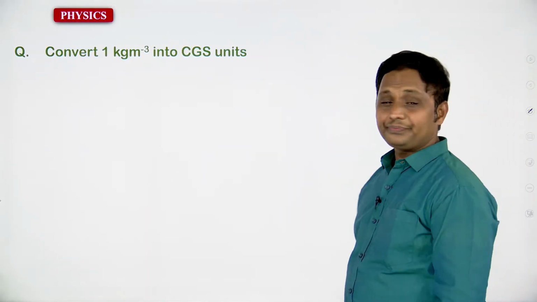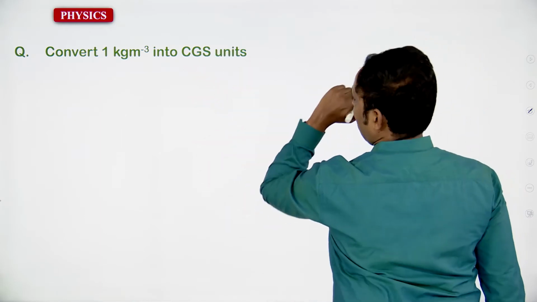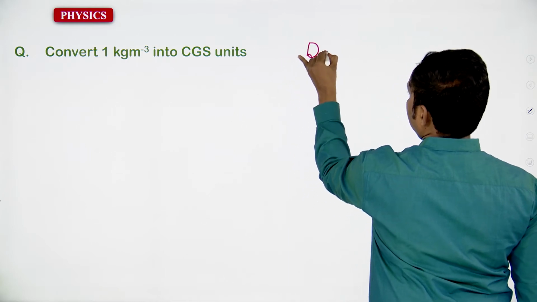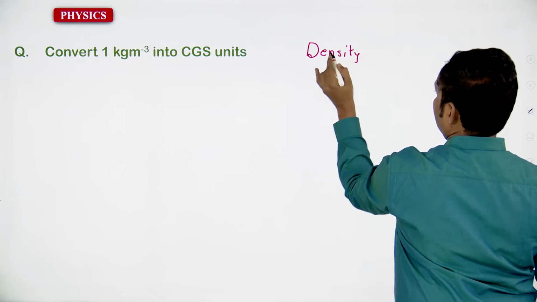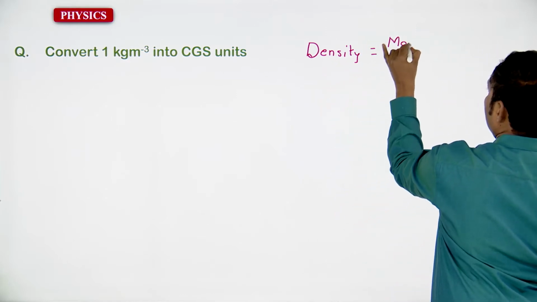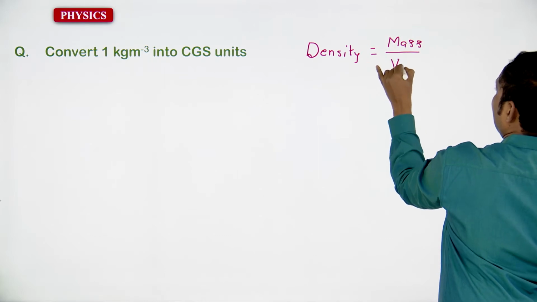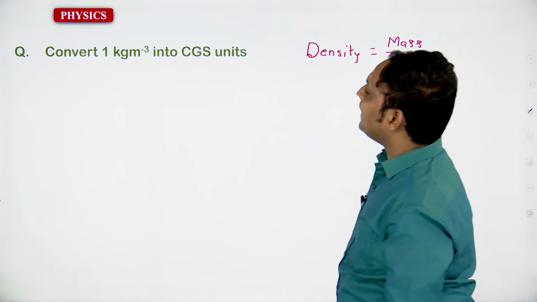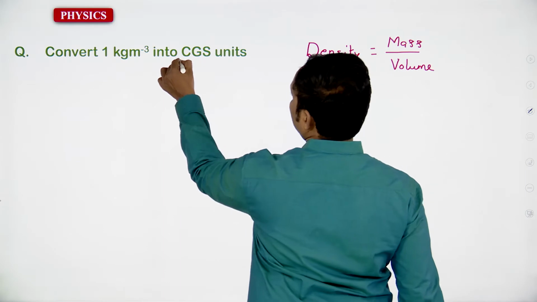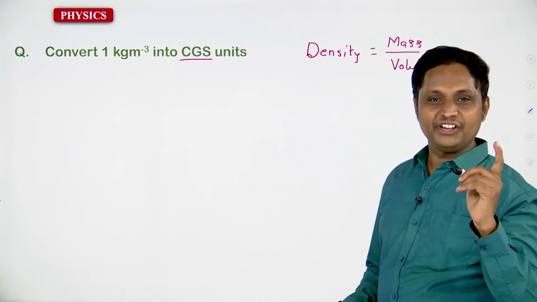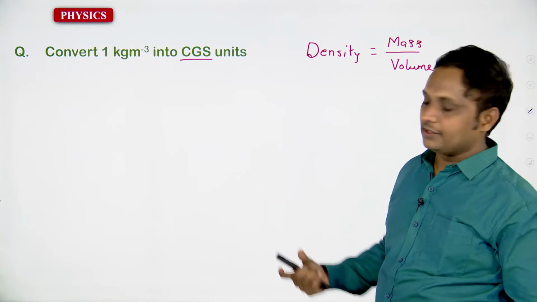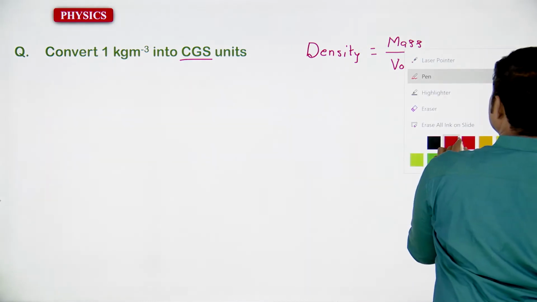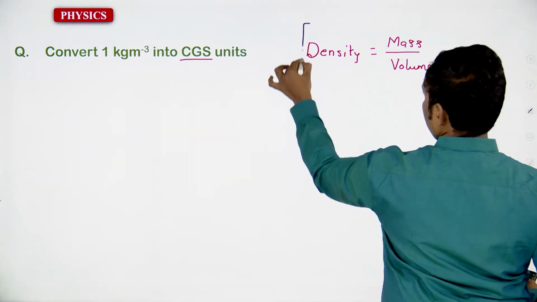You have to get that. Density is equal to mass by volume. Now, convert 1 kg per meter cube into CGS unit. Already we have discussed the CGS and MKS systems. It's very clear. For the conversion, you just have to use this formula.